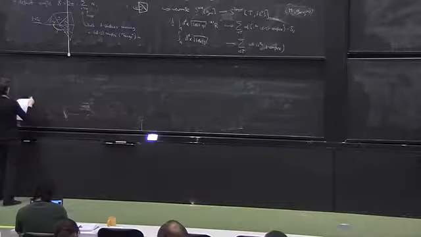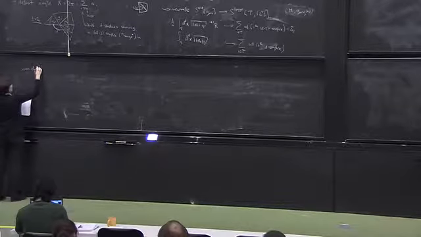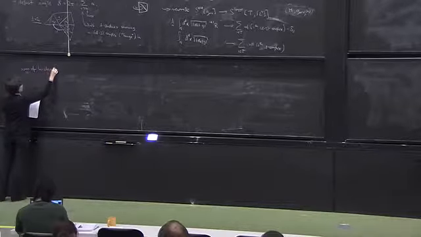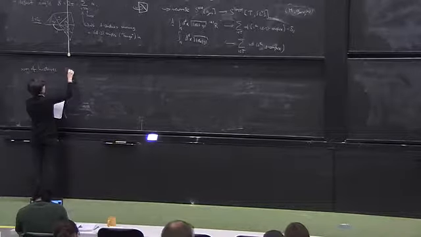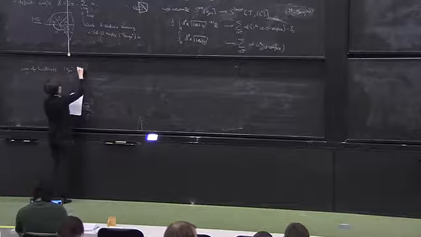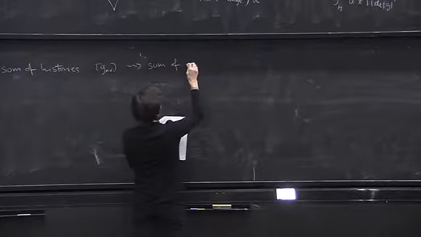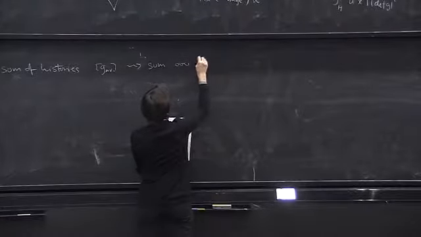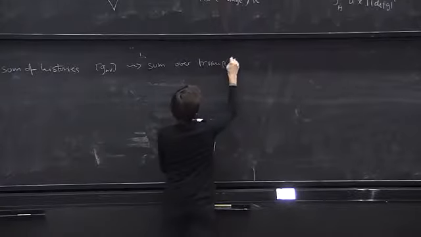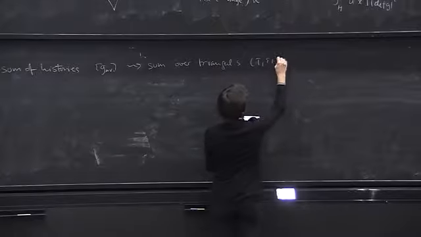Okay, so what we're going to do, we'll represent our continuum sum over histories, or integrals, in terms of equivalence classes of metrics. We're going to transform this into some sum and/or integral over triangulations, given in terms of these data here, T, L, I.